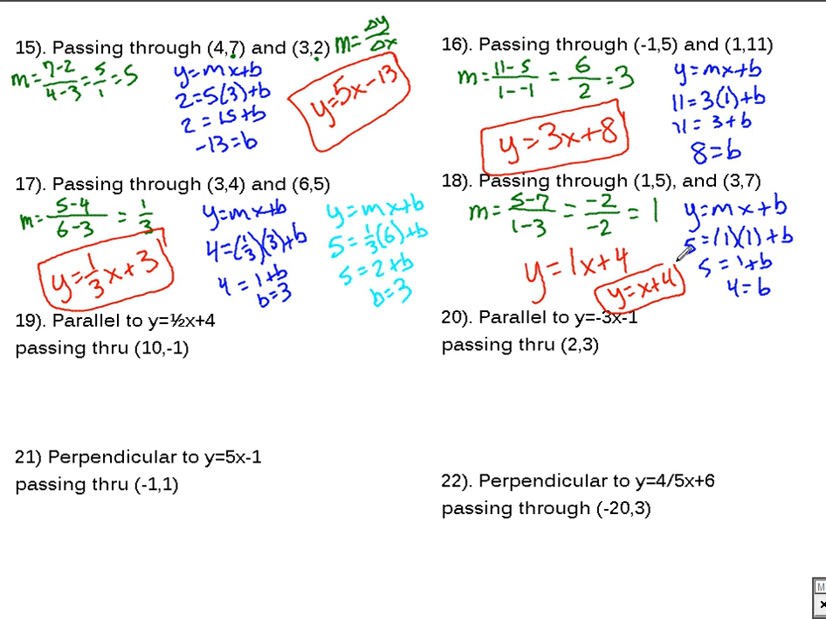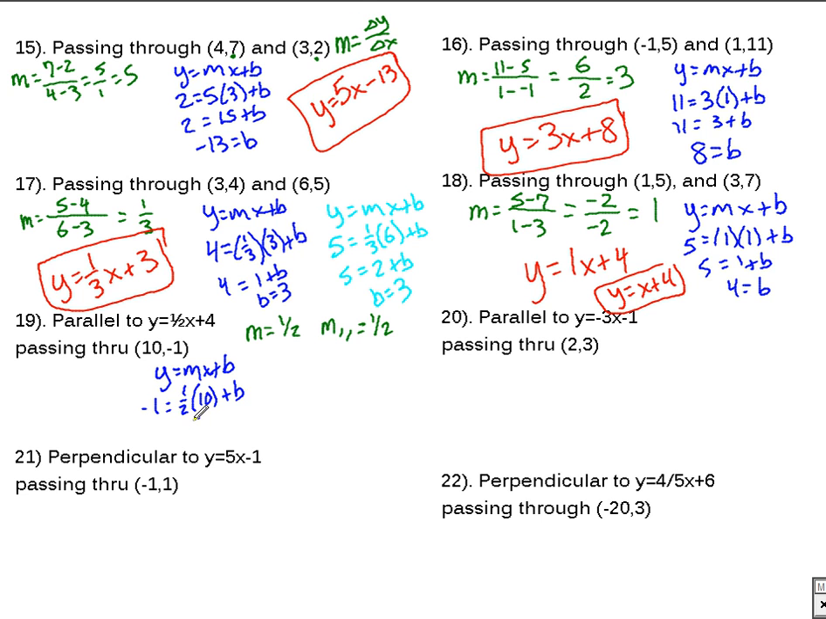All right, 19 through 22, they're giving you a line already. So with this one, the slope in the line that they gave you was 1/2. The slope parallel to that line is also 1/2. A parallel slope is the same as the original. So now you have a slope and a point. Now we just do like the first problems, like 7 through 10. Y equals mx plus b. Plug in things you know. The slope is 1/2. The x is 10. The y is negative 1.